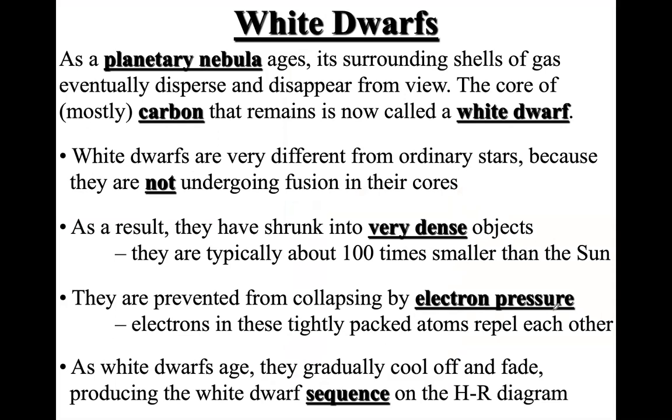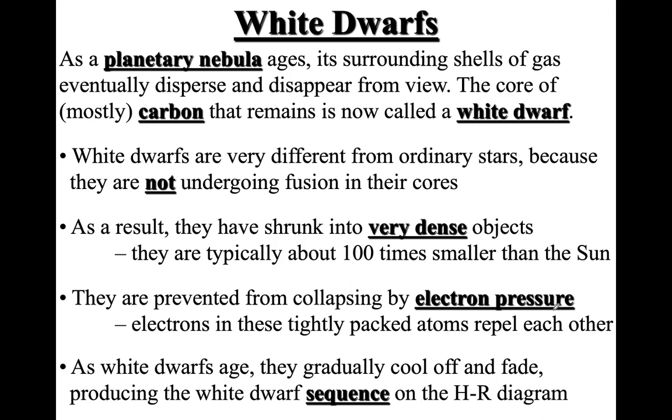So you will have the planetary nebula which has two distinct components, the carbon ash core and this outer region, right? And after some time, this outer region will disperse or disappear from our view, and then what we will have is this core, mostly carbon ash, and this particular object is now called a white dwarf, right?